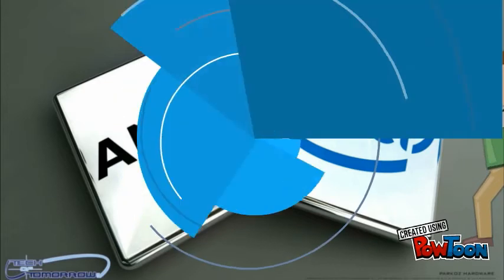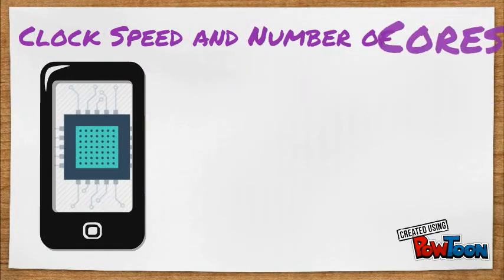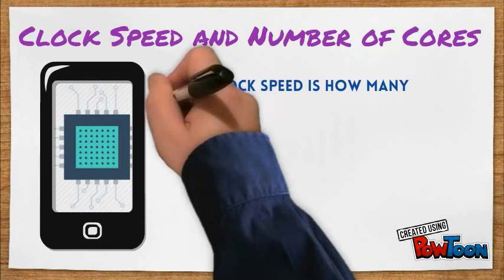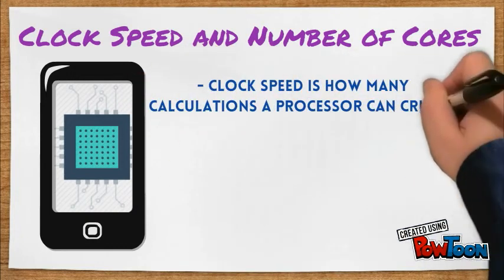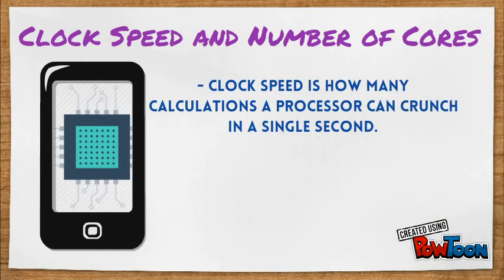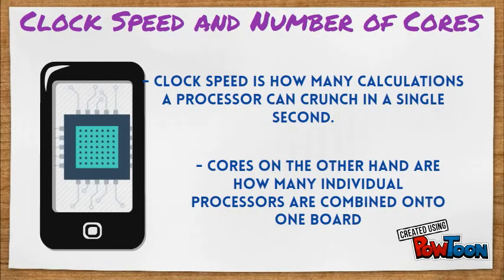So now comes another factor to compare CPUs: the clock speed and the number of cores. Clock speed is how many calculations a processor can crunch in a single second, while cores is how many individual processors are combined into one chip. This can be really complicated, so I'll simplify a bit. Imagine you have an old single processor clocking at 1.0 GHz. This is the speed of the processor. And if you get an Intel dual-core i3 clocking at 2.2 GHz, think of it basically as the same as 4.4 GHz total, since there are two cores.